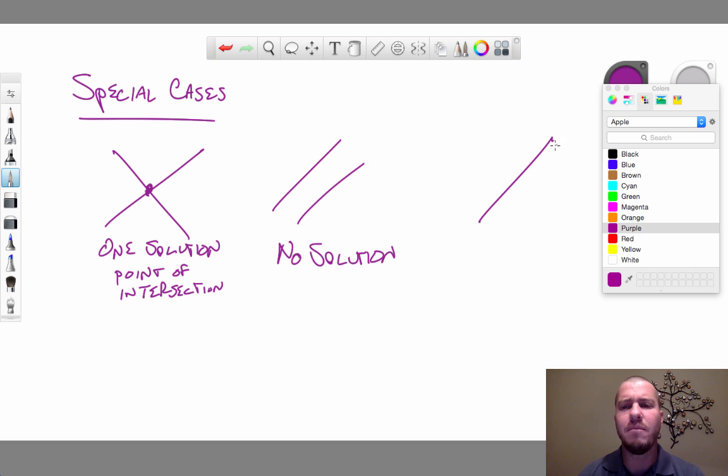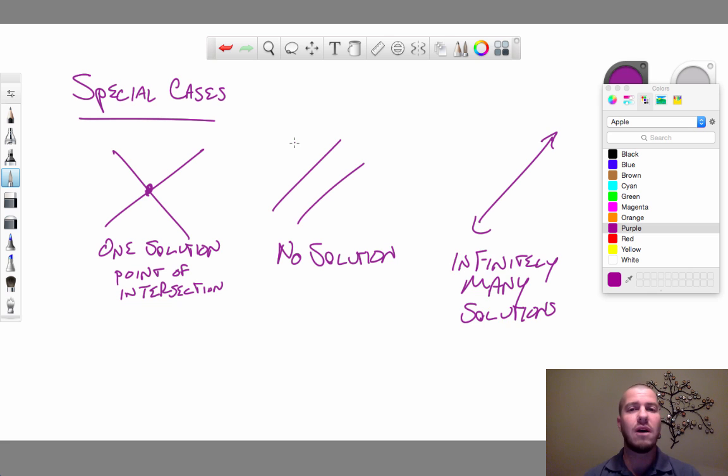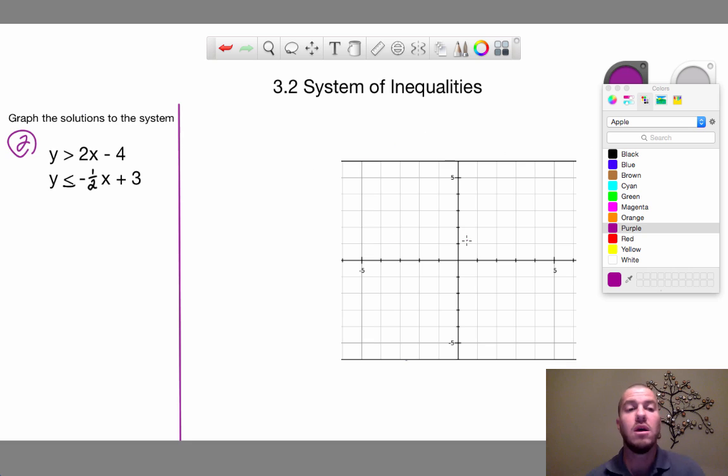And then if they end up being the exact same line, and you graph one and then you graph the other one and it's right on top of it, then it's infinitely many solutions. I'm not going to work out some of these because we're going to move on. But these are scenarios that could come up when you're graphing them, if they're parallel or if it ends up being the exact same line. So you do need to know what to do if that pops up.